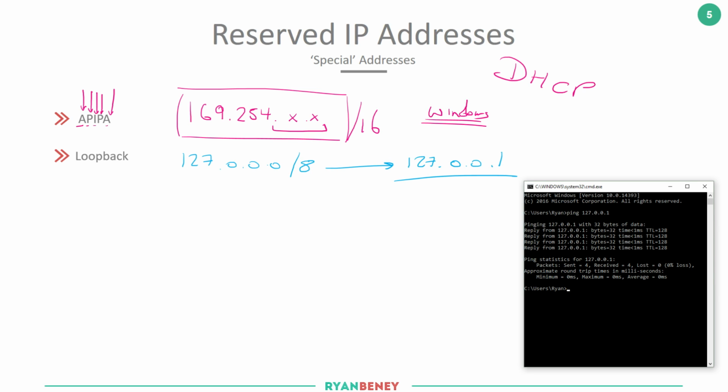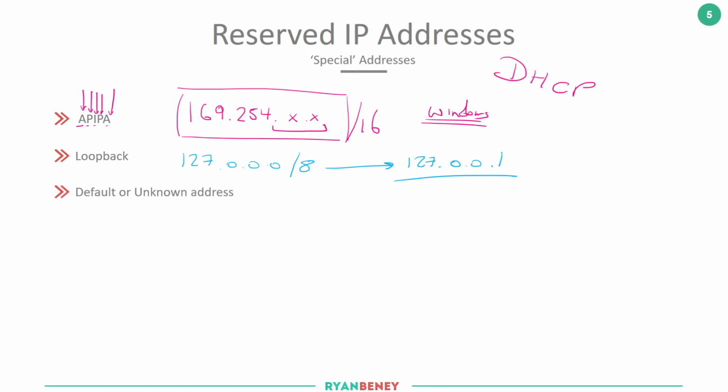Now for those who don't know, ping is a troubleshooting protocol that's part of the ICMP stack, which we'll get onto a lot later in our video series when we talk about troubleshooting. What we're doing here is asking the PC, asking the NIC on that PC, have you got the right software installed, and if someone were to send you traffic, are you going to respond and process that traffic correctly? Next we have the default or unknown address, and this is 0.0.0.0.